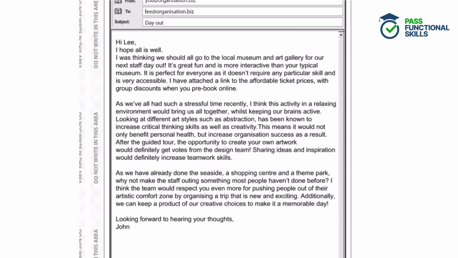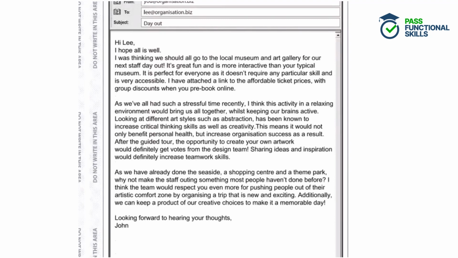As we've already done the seaside, a shopping centre and a theme park, why not make the staff outing something most people haven't done before? I think the team would respect you even more for pushing people out of their artistic comfort zone by organising a trip that is new and exciting. Additionally, we can keep a product of our creative choices to make it a more memorable day. Looking forward to hearing your thoughts, John.